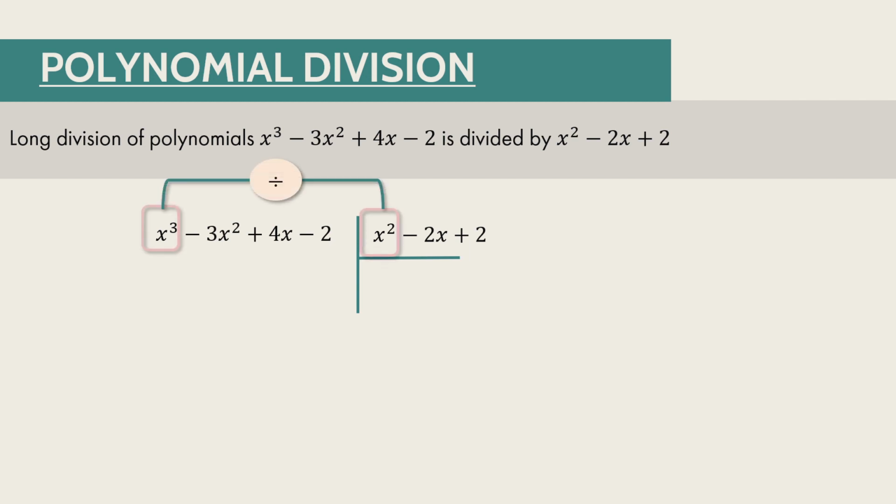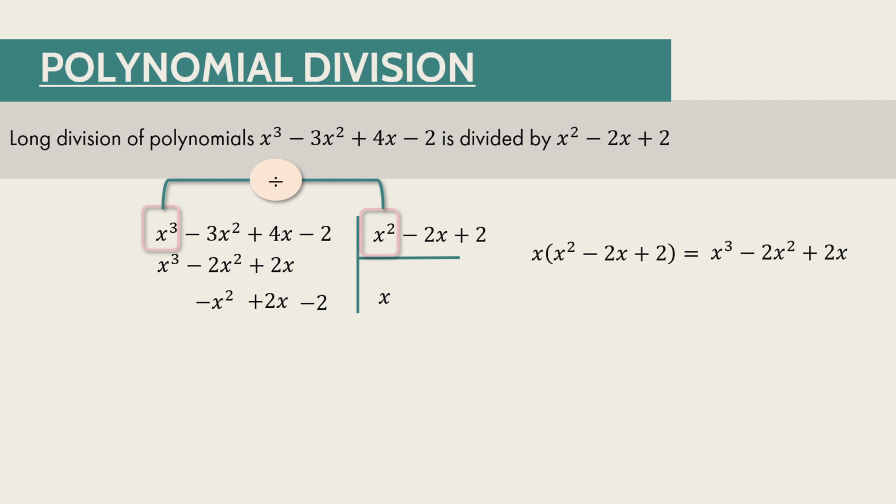Again, we divide the leading term of the dividend by the leading term of the divisor. x to the power of 3 divided by x to the power of 2. The quotient is x. And now we multiply x back with the divisor: x times x squared minus 2x plus 2. That will be x to the power of 3 minus 2x squared plus 2x. And now we'll bring that under the dividend to see what remains. We have negative x to the power of 2 plus 2x minus 2.